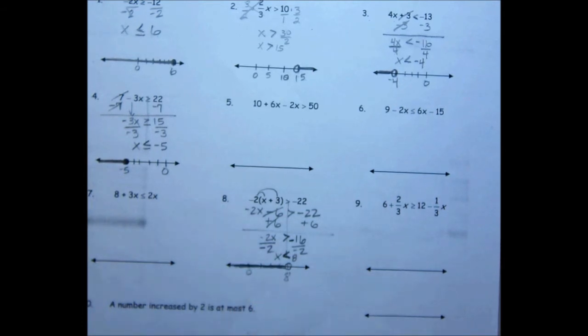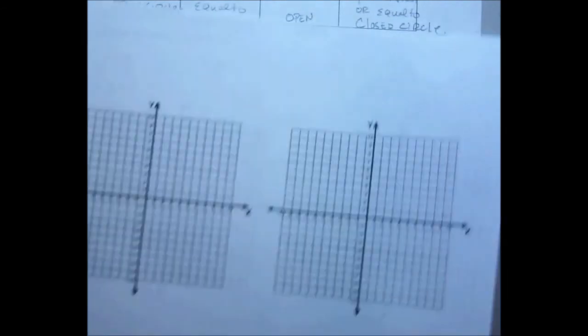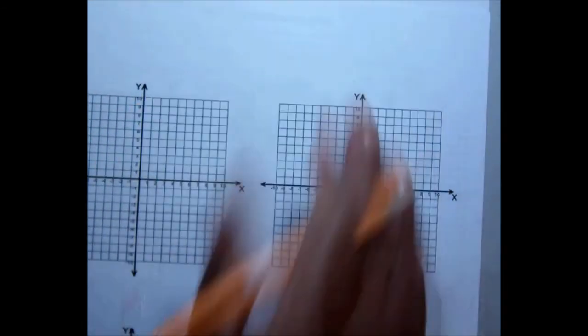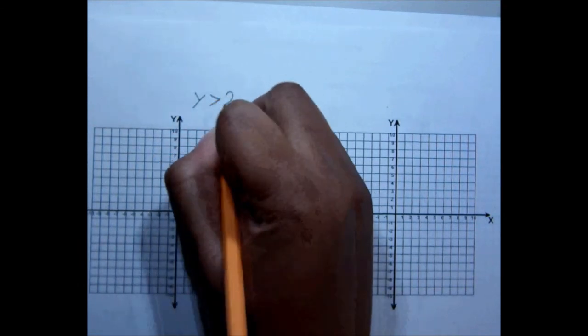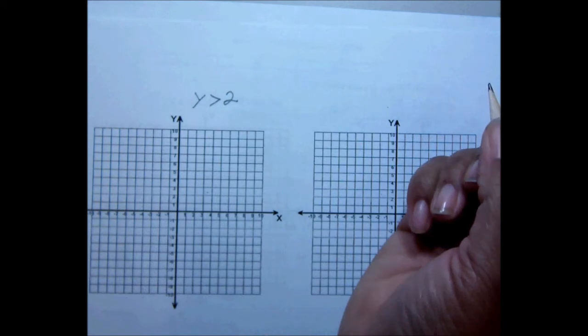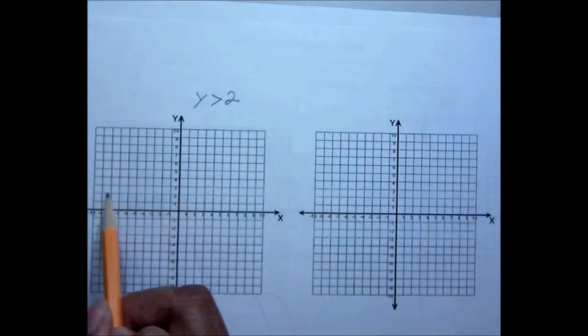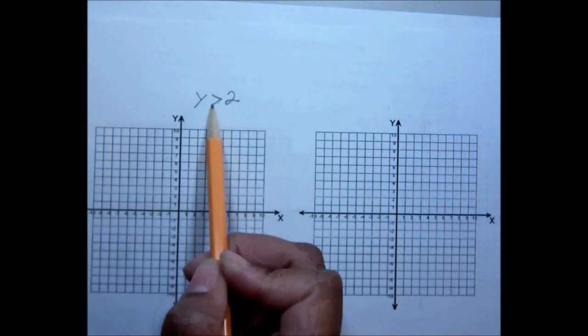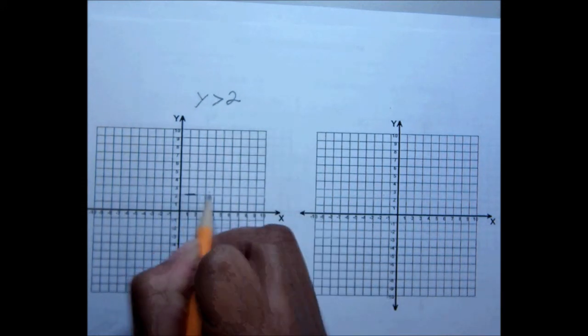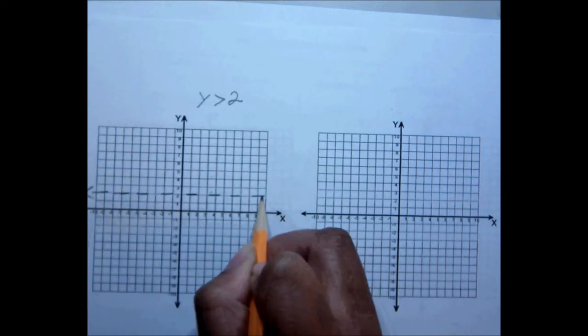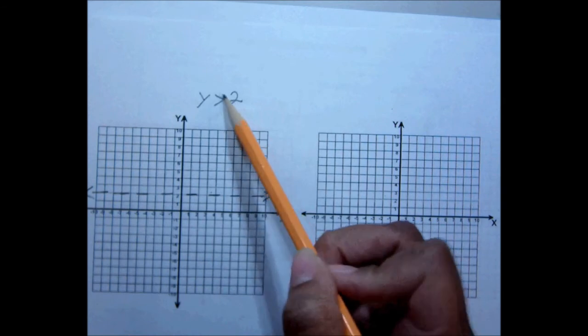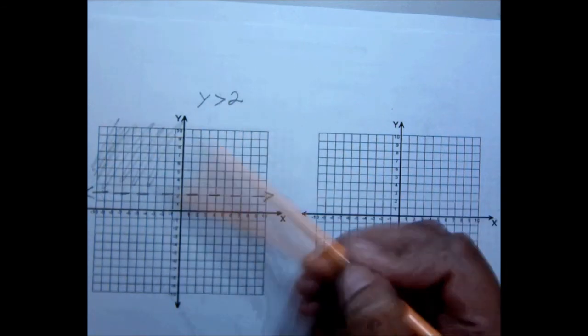Okay, so that concludes how to solve these type of problems. Now what I want to do is show you how to solve linear inequalities. So if y is greater than 2, I first have to know where y equals 2 is. Well, we know that's a horizontal line, so that's here. Because it has no line under it, I'm going to draw a dashed line instead of an open circle. It says greater than, so I shade above.